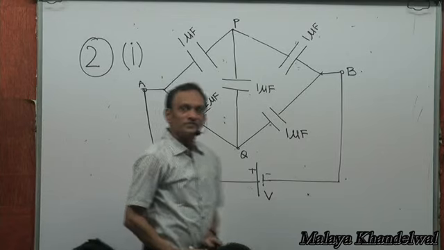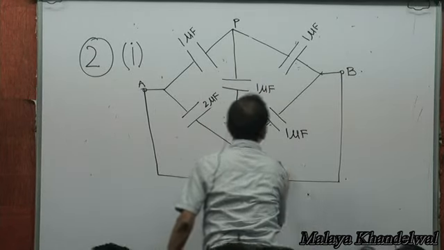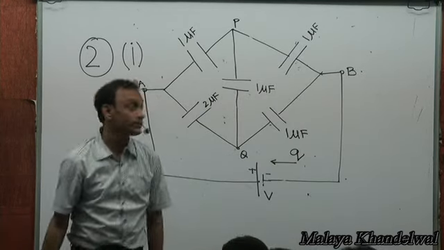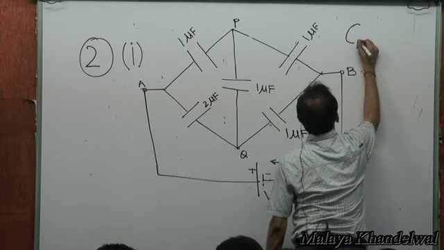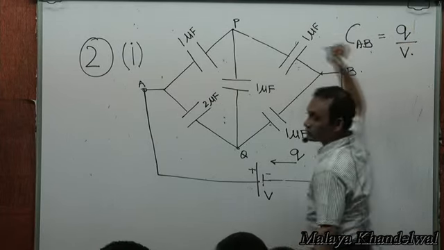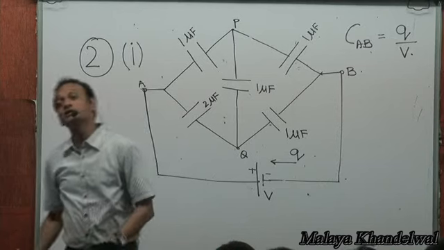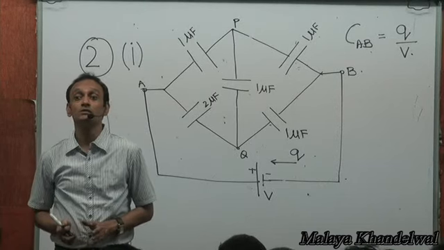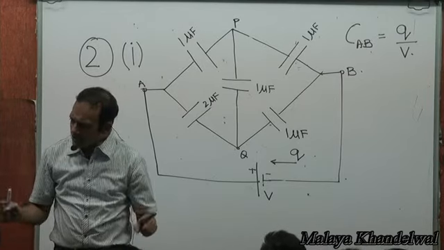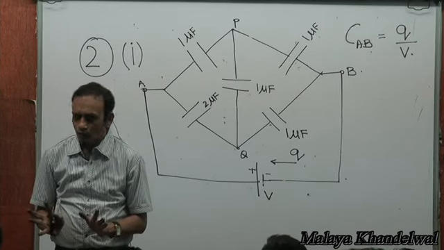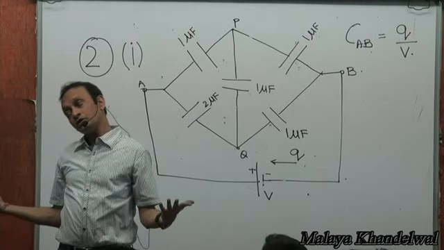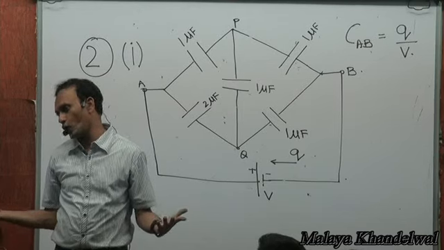And if this connection leads to a flow of charge Q through the battery, then the capacitance between A and B is the charge flowing through the battery divided by the EMF V of the battery. That's a generalized way of looking at capacitance between any 2 points in any electrical network, no matter how complicated that is. You connect those 2 points with the help of a battery. The charge flowing through the battery divided by the EMF of the battery V will give you the equivalent capacitance between those 2 points. This is how it goes.